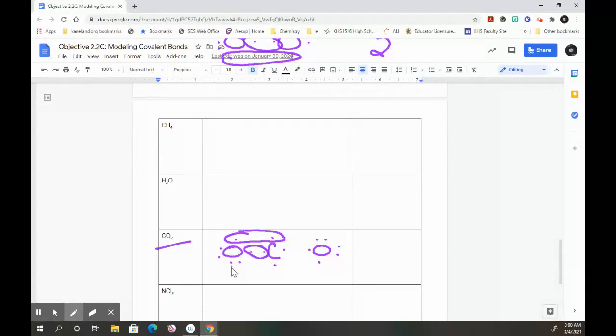So now this oxygen has 8 valence electrons. Right now, the way it's drawn, carbon has 6. We need to get it up to 8. We also need to get this oxygen to 8. So you would put a circle around those 2 electrons and those 2 electrons. So now each oxygen has its 8 valence electrons, and carbon does as well. We have 4 circles, so that means there are 4 bonds in this molecule.